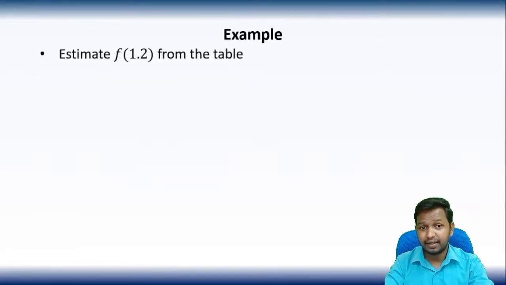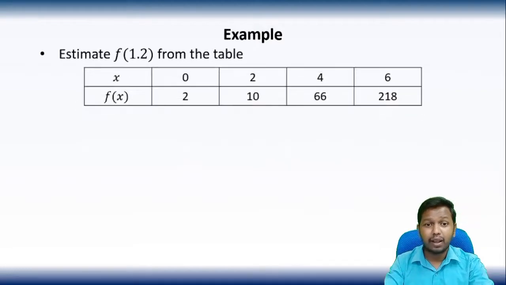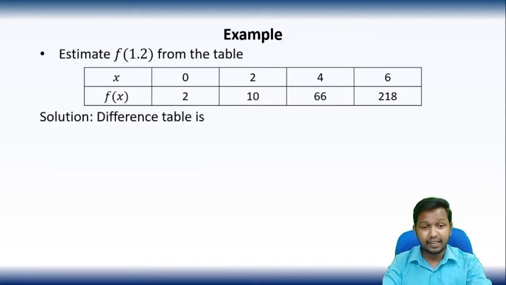Let's see the example. Estimate f of 1.2 from the table. The table is like this. For x equals 0, the functional value f of x is 2. For 2, the functional value is 10. For 4, the functional value is 66. For 6, the functional value is 218. Let's see the solution for this problem.